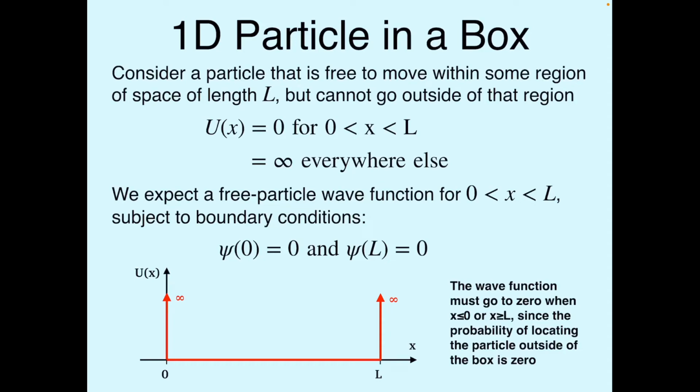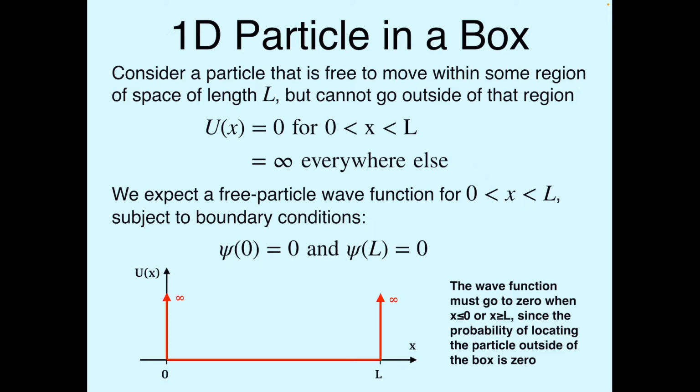So welcome back everybody. Today we're going to continue with our lecture on quantum mechanics, and in this video we're going to go over some examples of problems that we can solve using the Schrodinger equation. So the first case that we're going to look at is a 1D particle in a box.